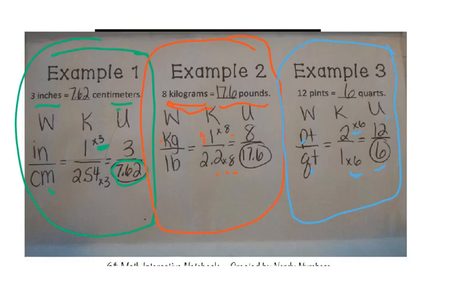So that's how you do measurement conversions using WKU. In my opinion, it's easier than what you learned back in 5th grade because it's just so much simpler to keep it in that fraction ratio style and line it up with your words. What do I know? What is unknown? What am I trying to figure out? So there you have it. Measurement conversions using ratios. Thanks.